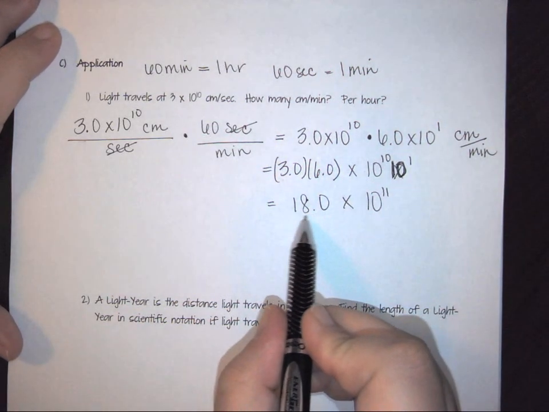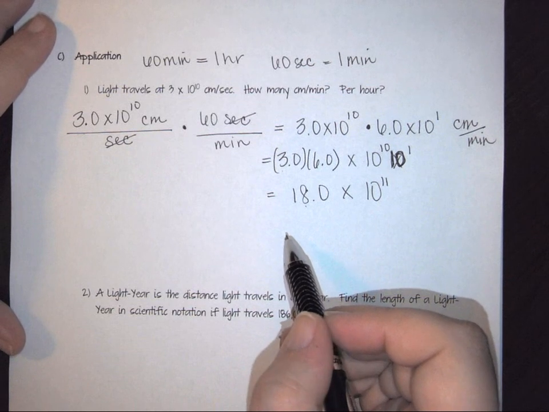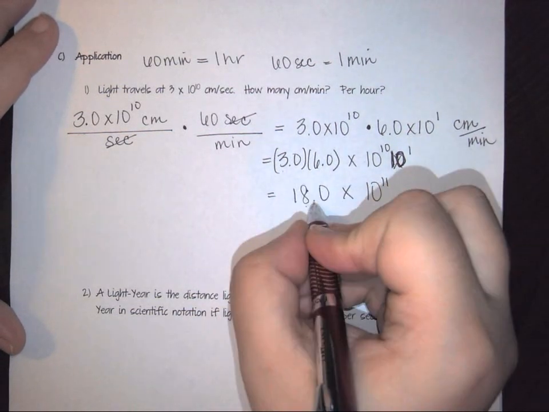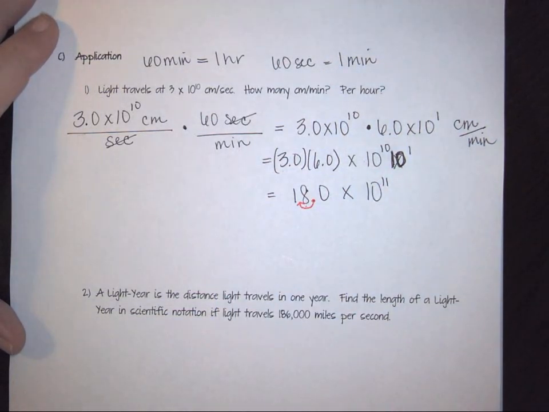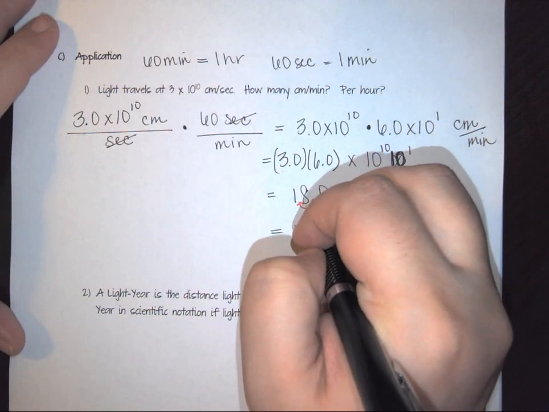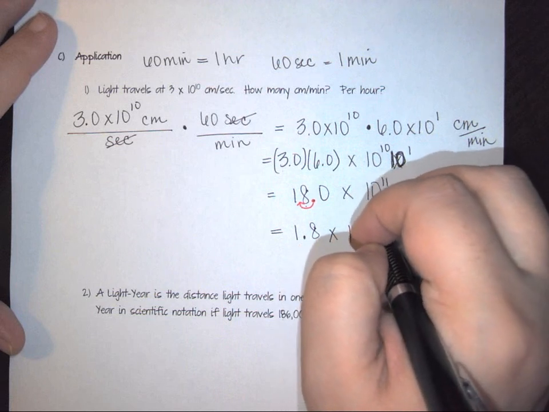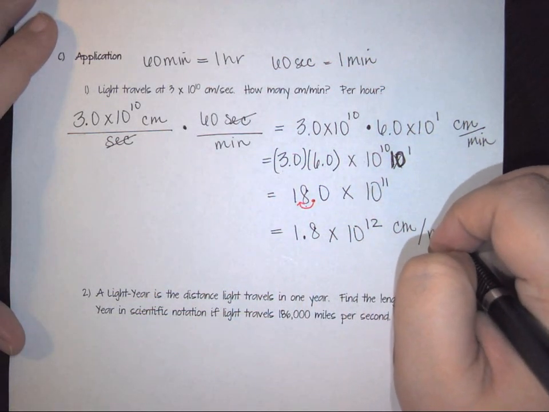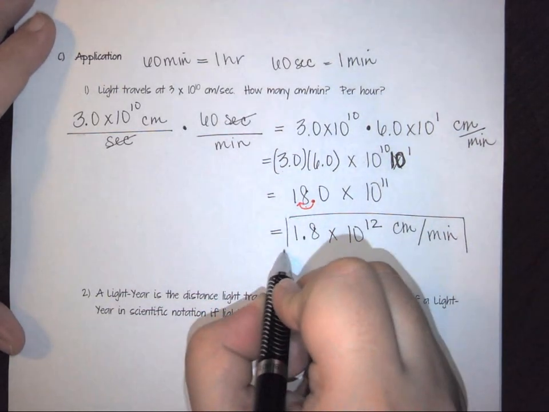And then of course 18 does not fall in proper scientific notation, so we have to take this decimal point that we have, and we actually have to move it. So my proper notation becomes 1.8 times 10 to the 12th centimeters per minute. And so this would be the first calculation we have.